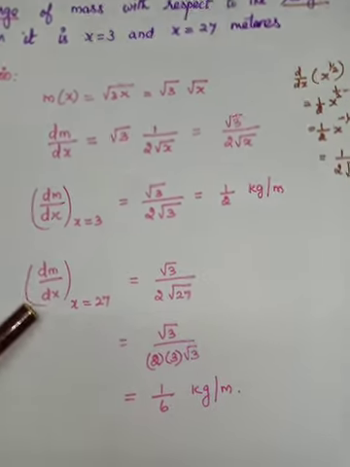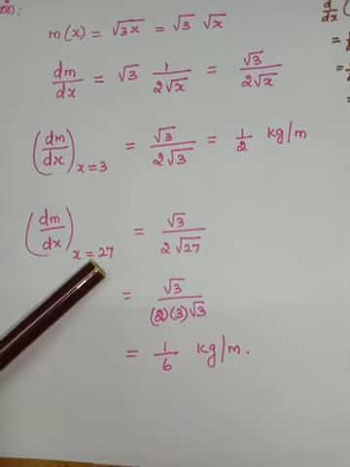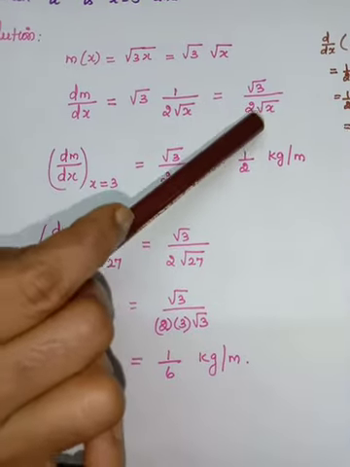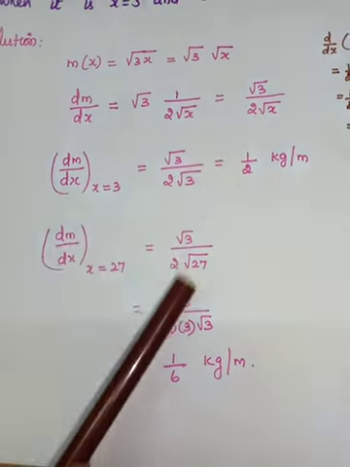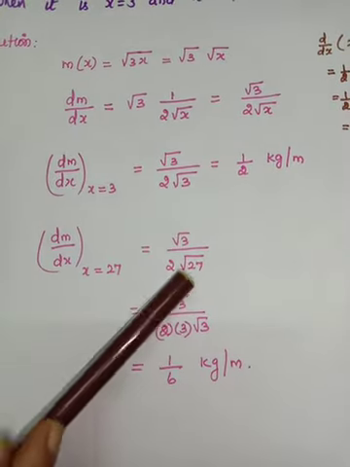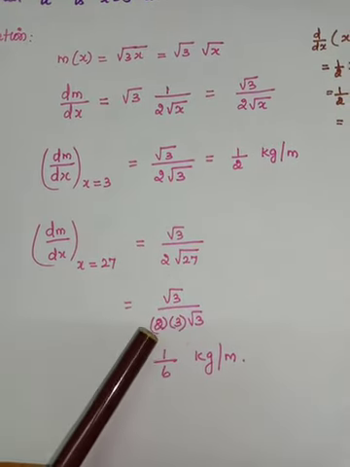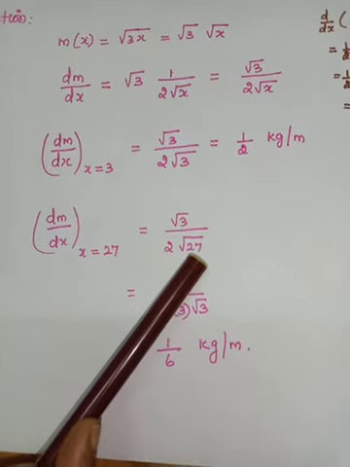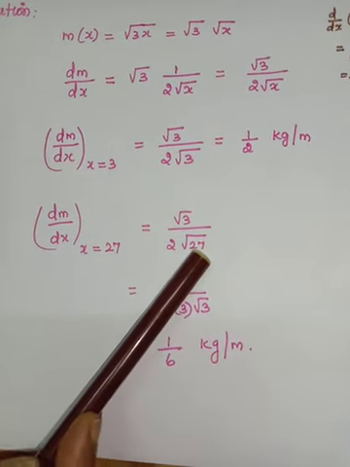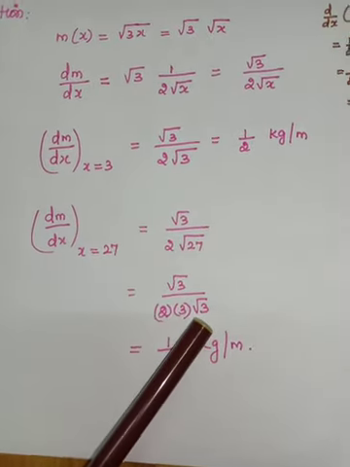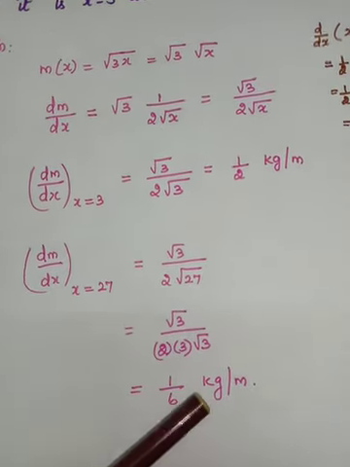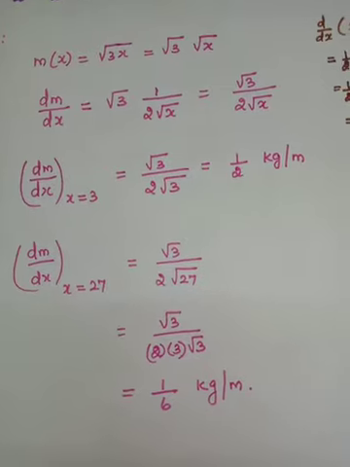Next, the dm by dx when x is equal to 27. So what is your x? X is 27. So when you substitute, you will get this answer. Root 3 divided by 2 into root 27, how it can be written as 9 into 3. Square root of 9 into 3. Square root of 9 is 3 into root 3. Root 3 getting cancelled. Your answer is 1 by 6 kilogram per meter.